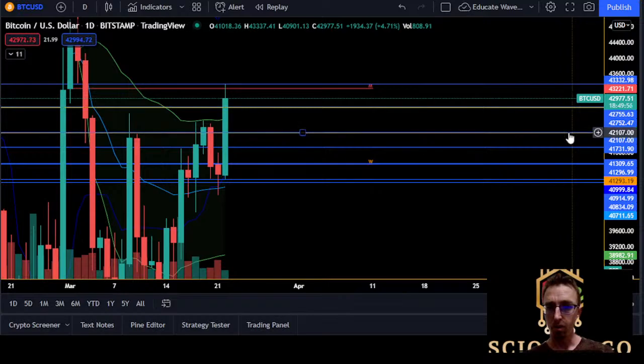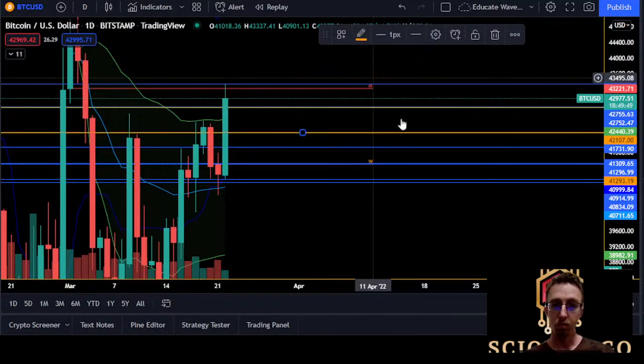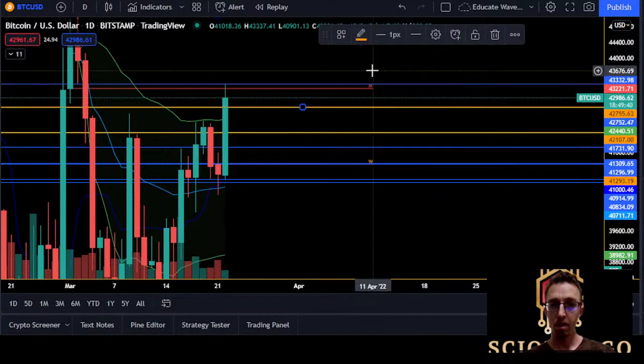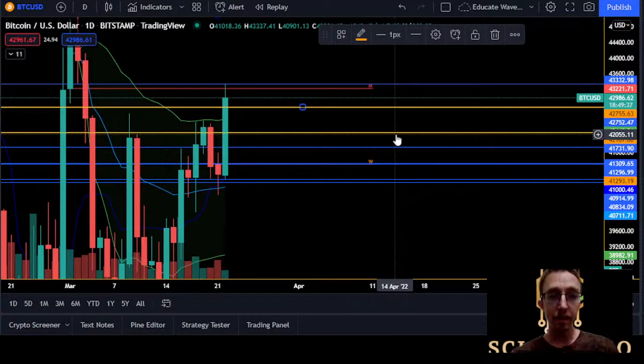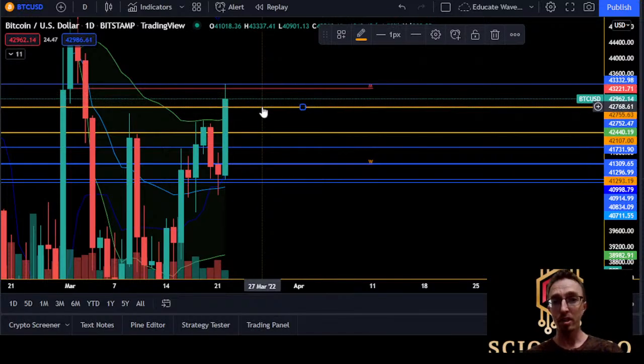All right, so we should draw this line as gold. Okay, so on the daily level here, we should expect, if it's going to be a good short position, there could be a very prominent supportive bounce here at 42,768. That's a very big area of interest for me right now.